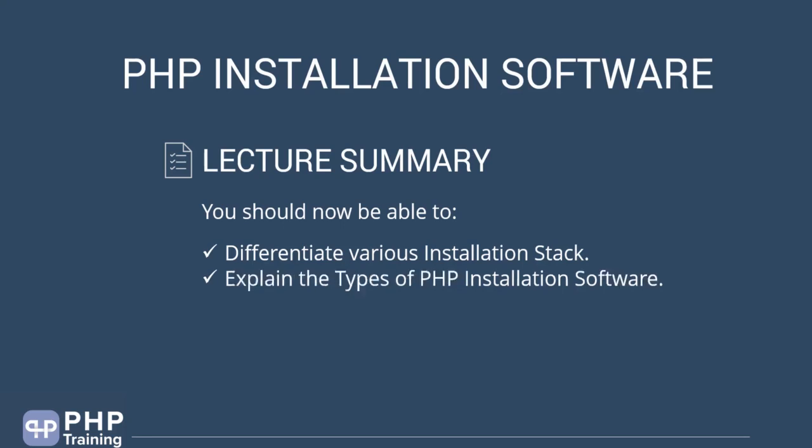The next is the types of PHP installation software. We have seen all these things. We have seen four different softwares, and AMPPS is the software we are going to install in the next section.